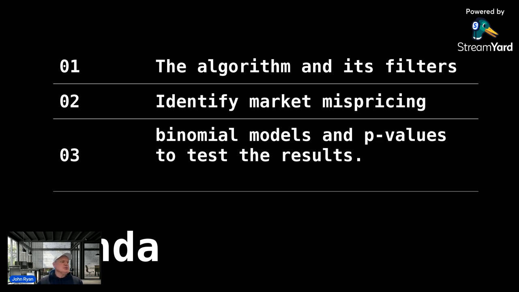So the agenda is simple. We're going to work on the algorithm and its filters. And we're going to identify market mispricing, binomial models, and p-values to use to test the results. Are they meaningful, or is this just random luck?